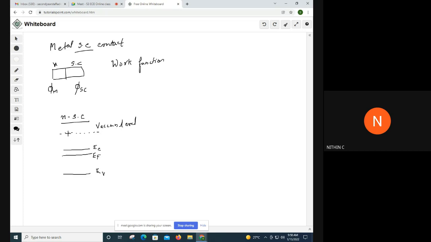And this difference is called Q phi m. Since this is an energy level, I am representing it as Q phi m. This energy difference is actually called the work function of the semiconductor. That is, the energy level difference between the vacuum level and the Fermi level is called the work function.